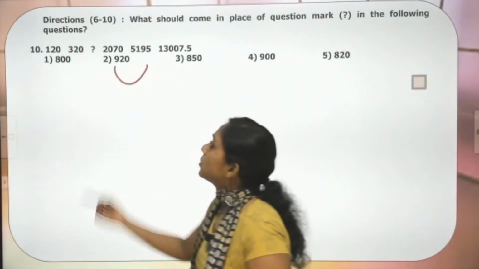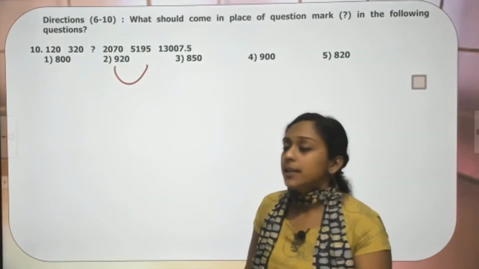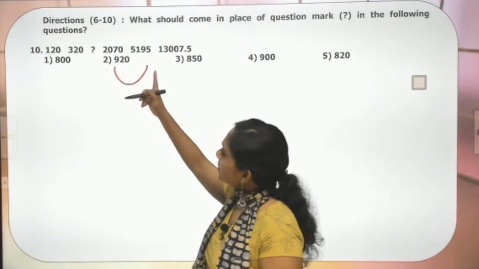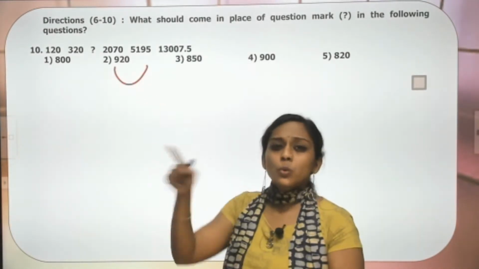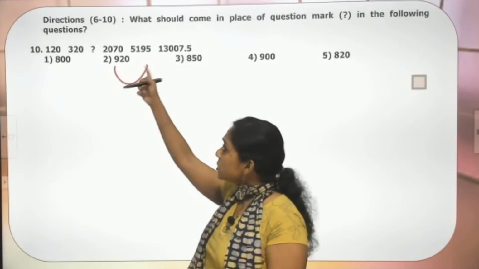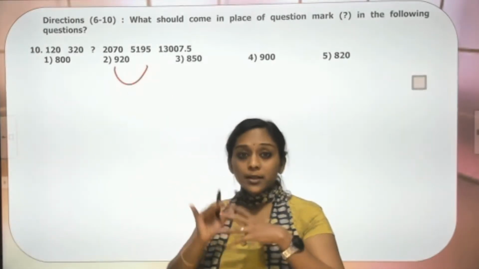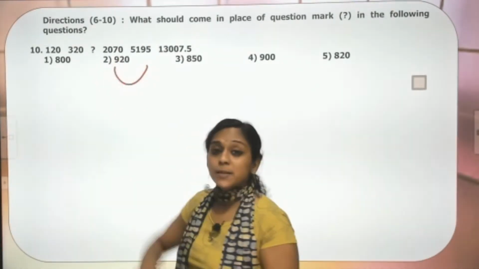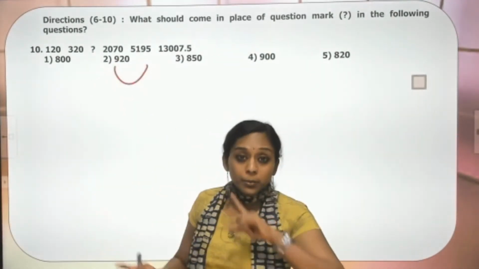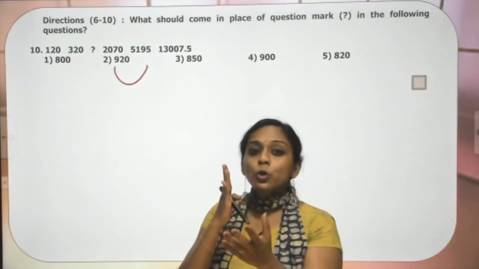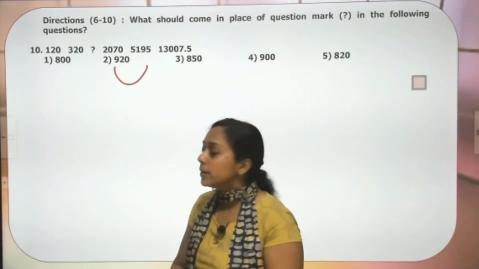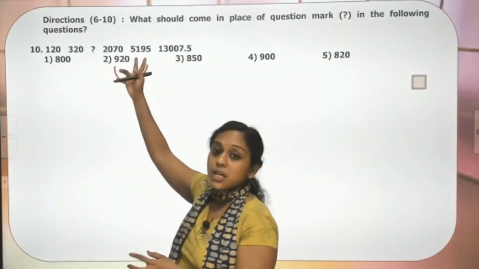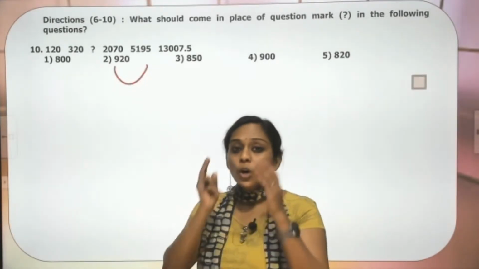Between 2070 and 5195, how many times is it? Can you take 3 times? If you are going for 3 times, that will be something like the 6,200 range. Between 6,200 and 5,195, that's a bigger gap, so you cannot go for 3 times. If you are going for 2 times also, that is a bigger gap. So I am going for 2.5. Why going for 2.5? Going into 3 times and into 2 times, there is a larger gap from the original number. So I am going for into 2.5.